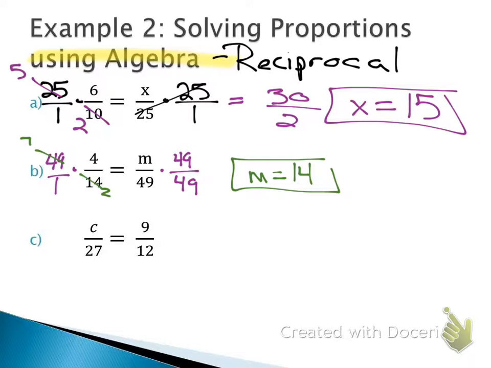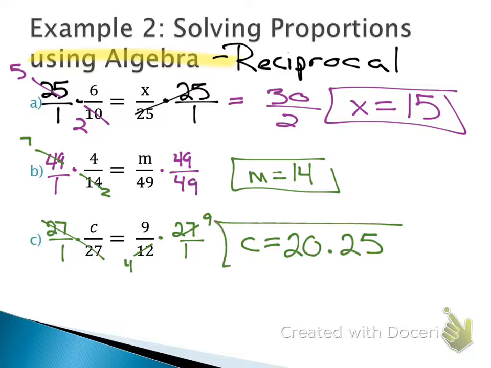All right, do C. Multiply both sides by what? 27. All right, cross reduce, 4 and 9, 81 over 4. So C equals what? 20.25. 81 divided by 4. Again, you should not get that part wrong. Put it in your calculator. 9 over 12 times 27. Boom, done. Change it to a decimal. Okay? So that's algebra. One more method.